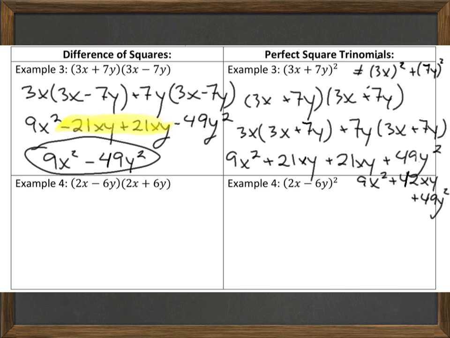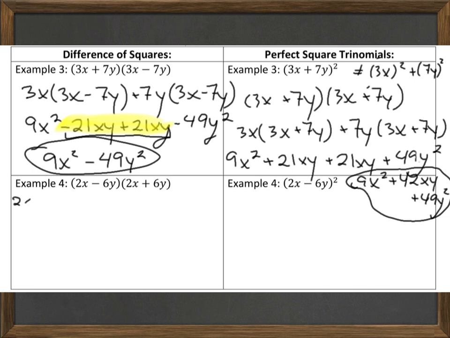49y squared. Okay, so again, if we look at our final answer on the right-hand side, we can see that there are three terms, 9x squared plus 42xy plus 49y squared. And on the left side, we can see that there are only two terms, right? And again, the reason there's only two terms is that these inner terms cancel out. The inner terms cancel out because we have opposite signs to begin with. Okay, so let's do one more example.